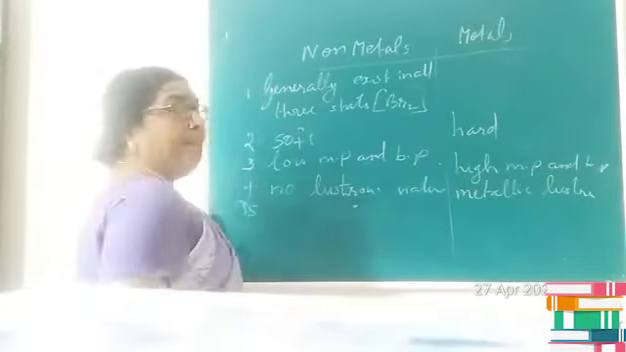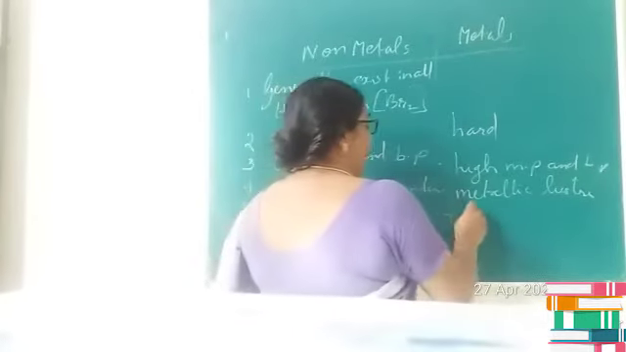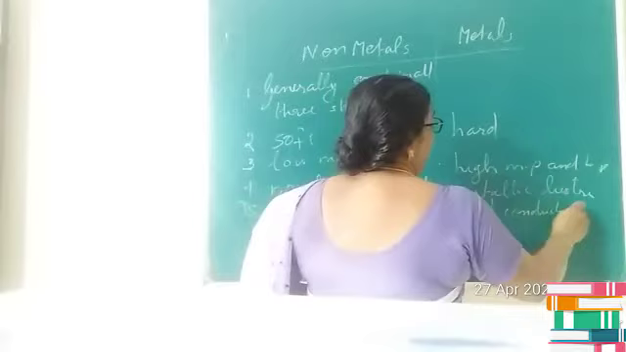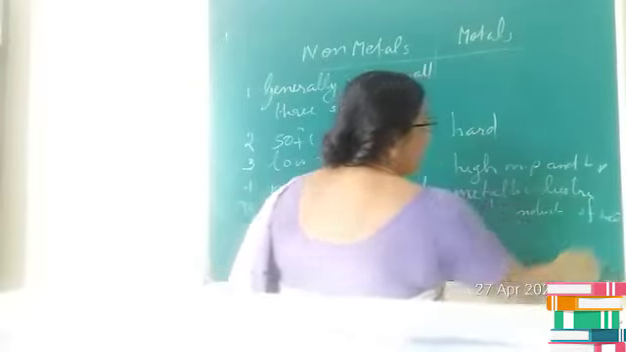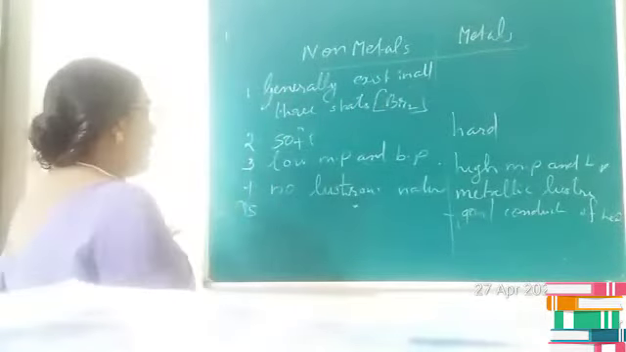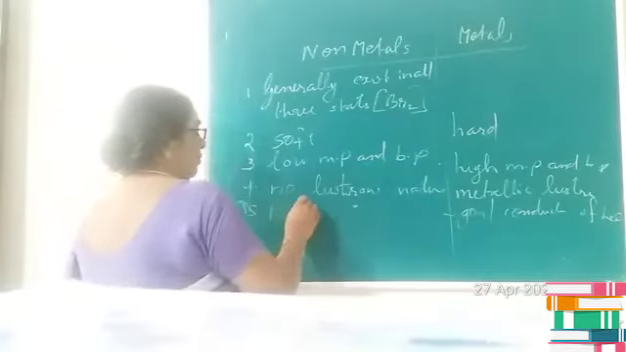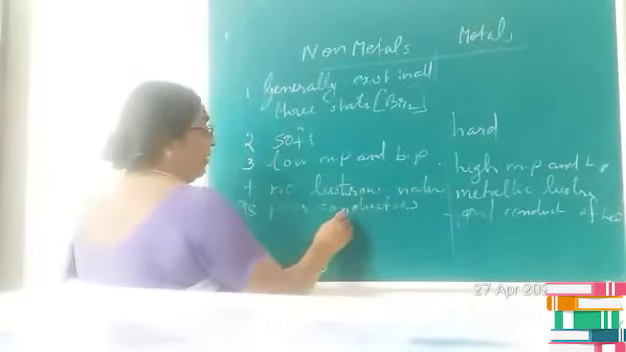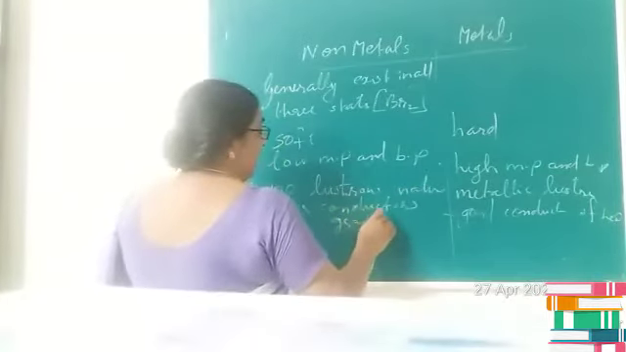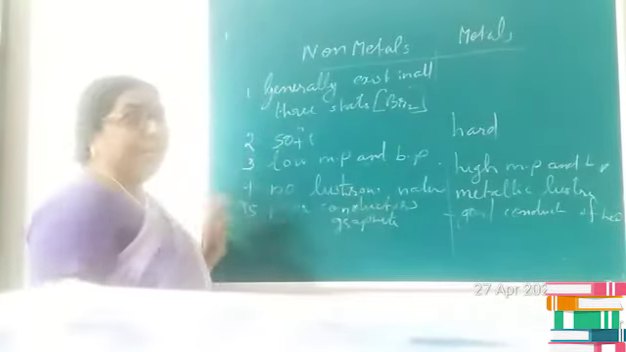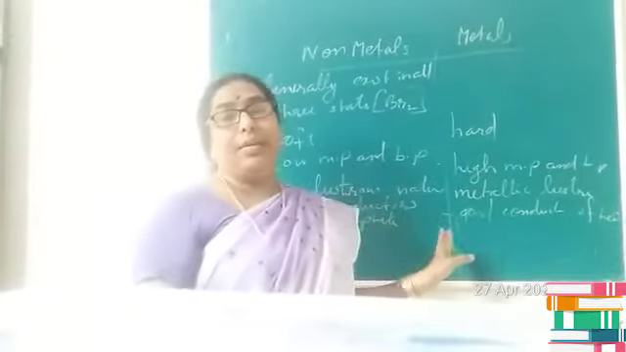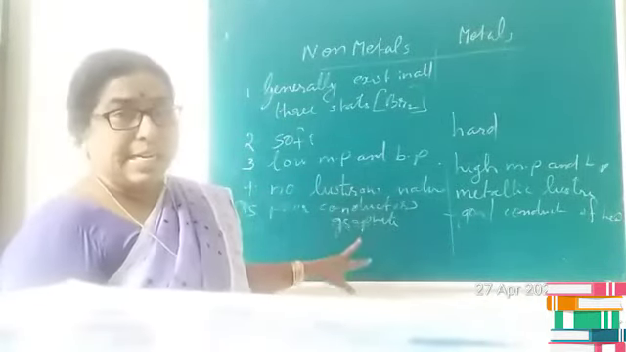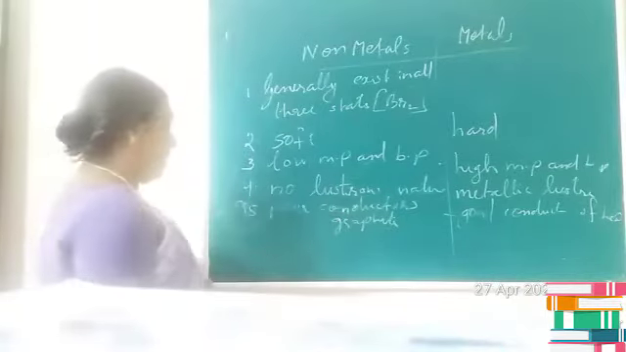Next one, metals are good conductors of heat and electricity, and generally non-metals are poor conductors of heat and electricity. But again we know an exception. Graphite, which is an allotropic form of carbon, is a very good conductor of heat as well as electricity. Is it clear? Generally we use graphite as electrode since it is a good conductor.